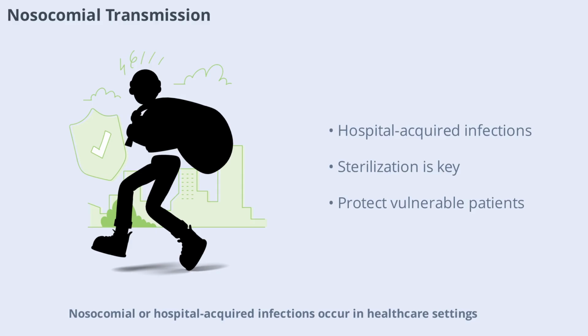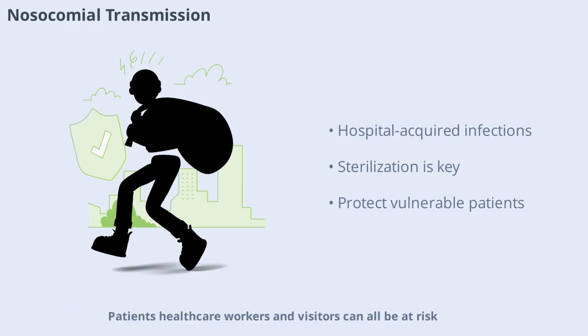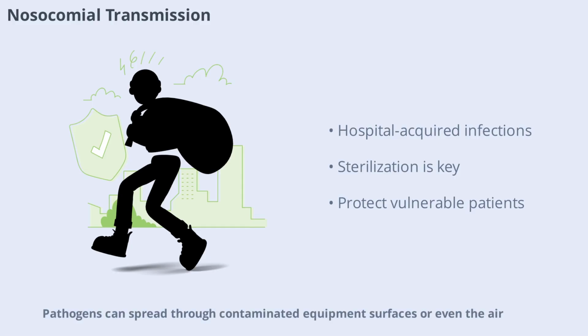Nosocomial or hospital-acquired infections occur in healthcare settings. Patients, healthcare workers, and visitors can all be at risk. Pathogens can spread through contaminated equipment, surfaces, or even the air. Strict hygiene protocols, sterilization, and infection control measures are necessary to prevent nosocomial transmission and protect vulnerable patients.